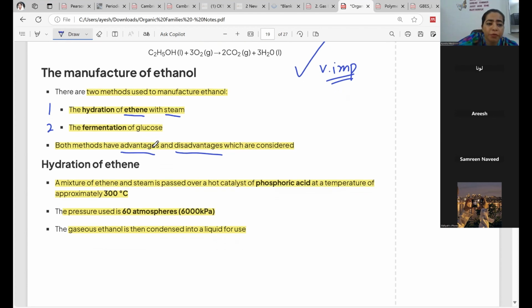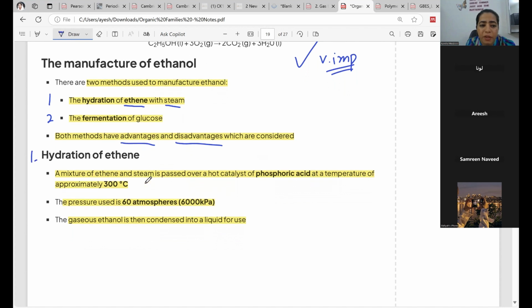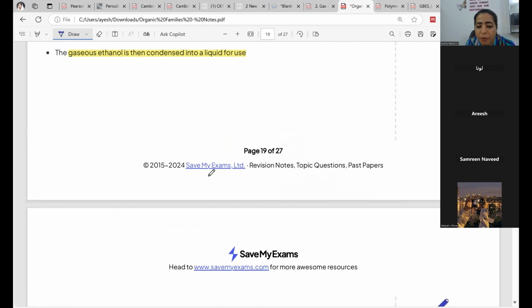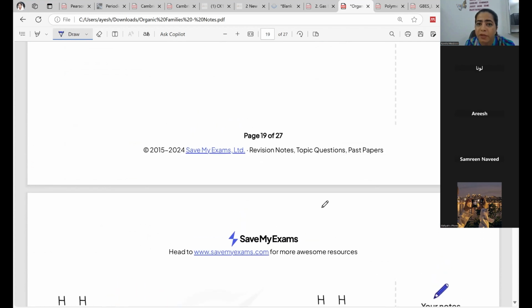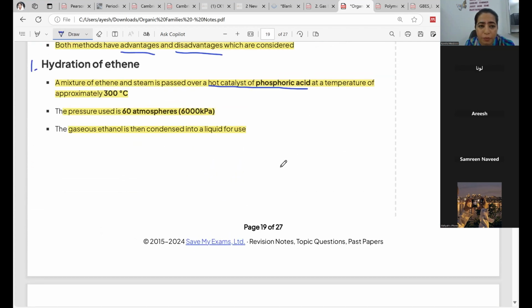So let's talk about the first method, hydration of ethene. For hydration of ethene, as we said, we are going to take the hot catalyst phosphoric acid. The formula was given above already, H3PO4, phosphoric acid, 300 degree temperature, 60 atm pressure, and we are going to take ethene, adding the water, so it is giving us ethanol alcohol at the end. This is the first method that we can use.